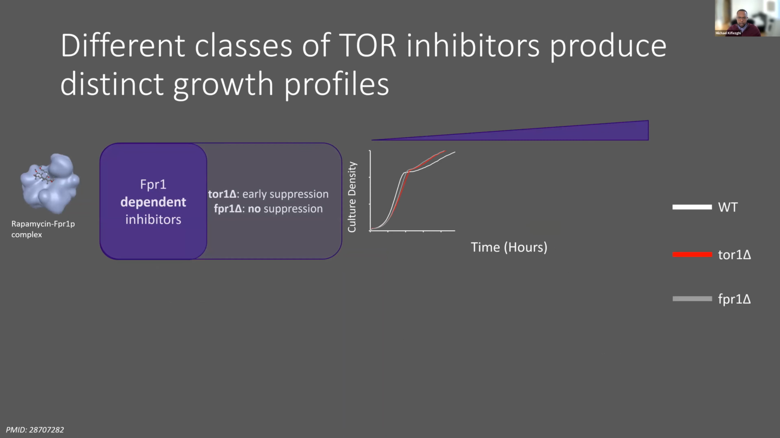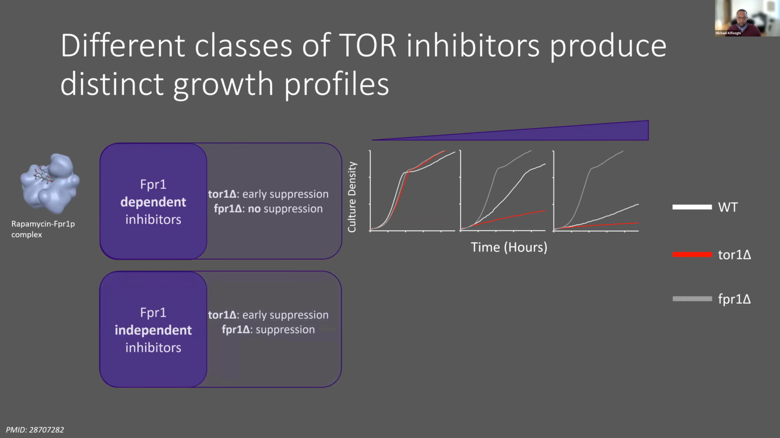Here's the signature of rapamycin and other FPR1 dependent inhibitors. They must first bind to FPR1, then bind to TOR. As concentration increases, we see a dose-dependent suppression of growth in the wild type in white and the hypersensitive TOR1 deletion mutant in red. The deletion of the FPR1 gene renders this strain insensitive to TOR inhibitors that require FPR1 for their function. So note here that the FPR1 deletion mutant in gray remains unaffected at any dose.